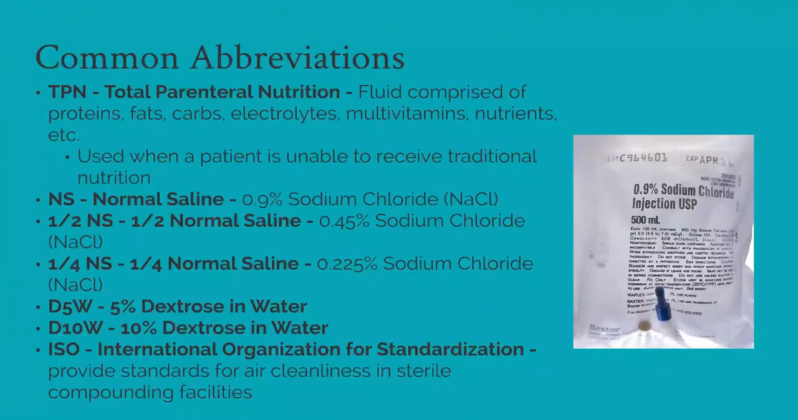We have normal saline, or NS. This is 0.9% sodium chloride, as you can see here in the bag to the right. Sometimes you'll have half NS or half normal saline. That would be 0.45% sodium chloride. You can also have quarter normal saline, which is 0.225% sodium chloride.